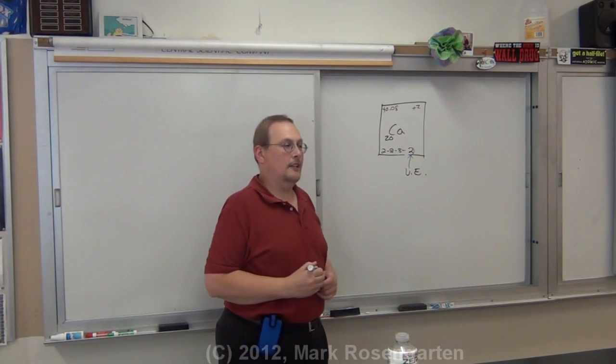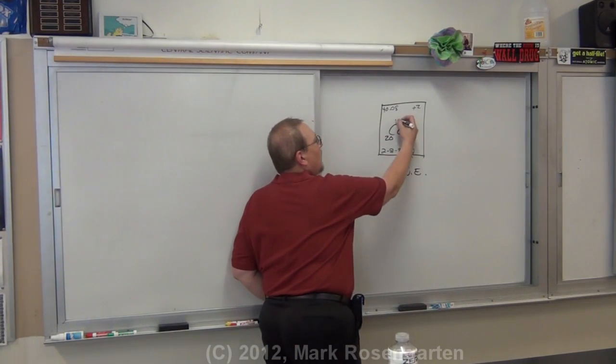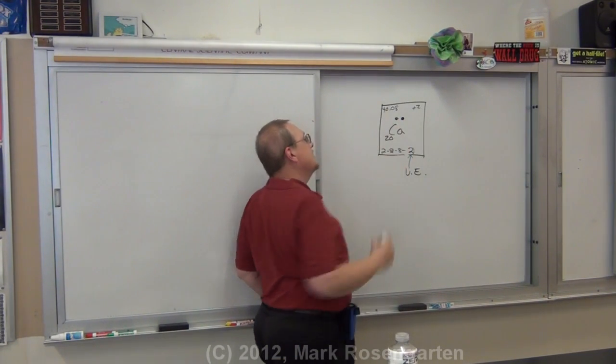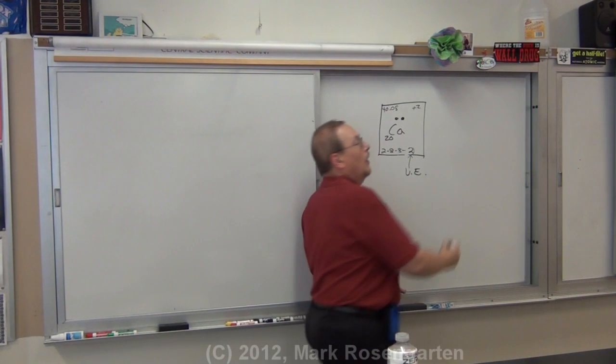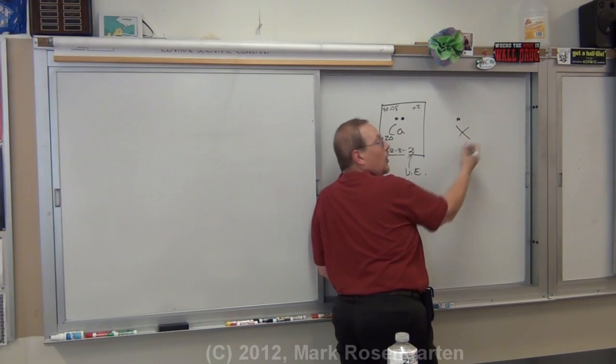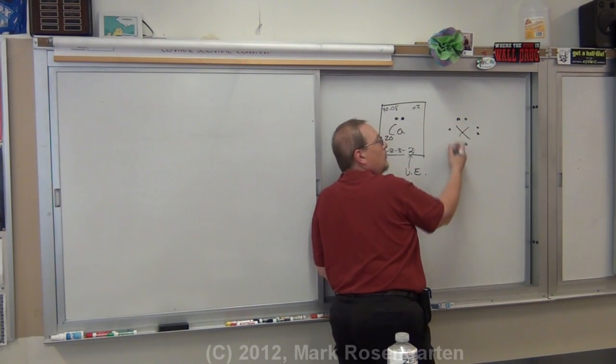So that's the deal with valence electrons. If you're going to do it as a dot diagram, you would put the valence electrons as dots around the symbol. 1 valence electron, 2, 3, 4, 5, 6, 7, and 8.